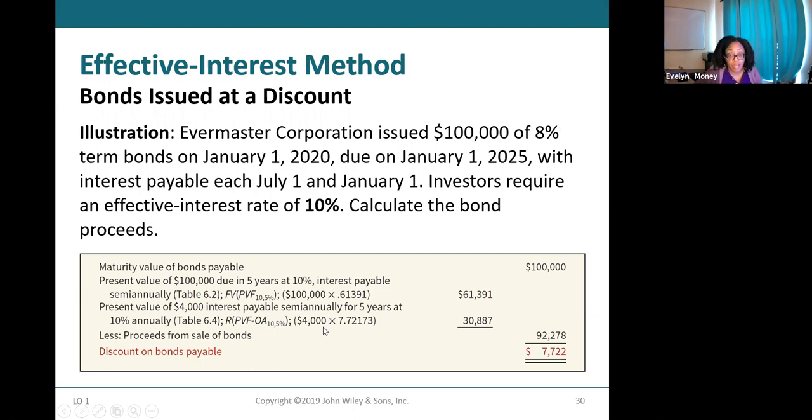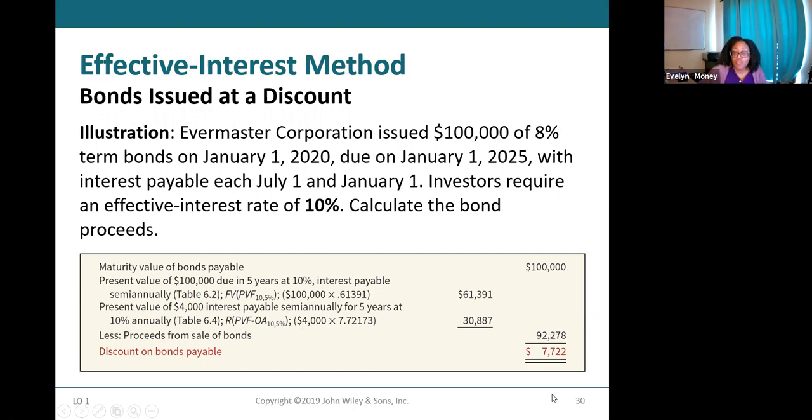That's where the $4,000 comes from. And then we multiply that times the present value factor of an ordinary annuity, again using 5% and 10 periods. So when we add that together, that gives us our cash proceeds, and we see that the cash proceeds are less than the par value of the bonds.